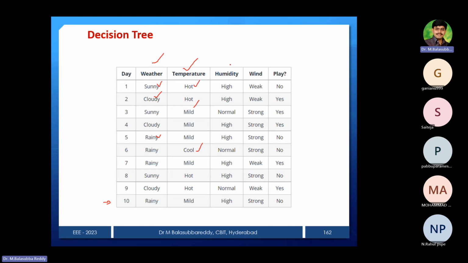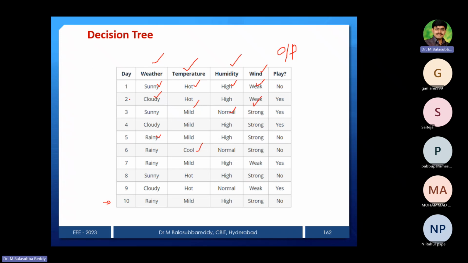Then humidity. Humidity is high or normal. Then wind speed. The wind speed is weak or strong. And what is your outcome? We call this the outcome. What is the question here? Whether you are going to the gym or not, or to play cricket or not, something like that, or outside, you want to go out or something.